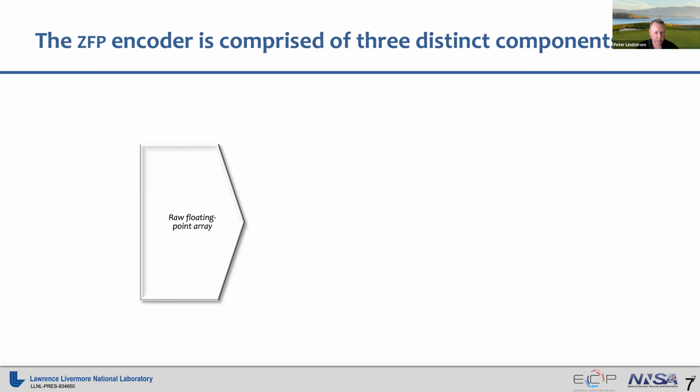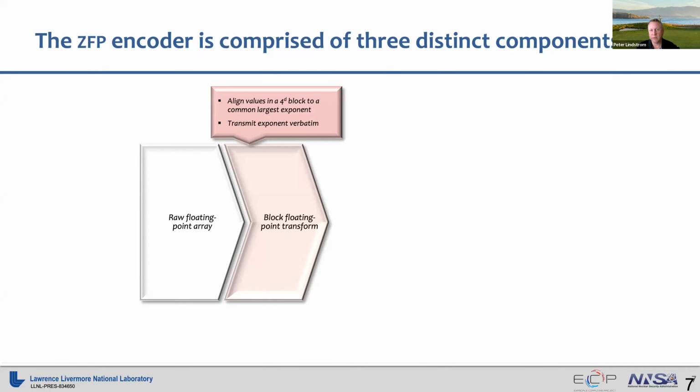How does ZFP work? This is a very high-level description of the compression algorithm. We're starting with a raw floating point array that's been partitioned into these blocks. We perform what's called a block floating point transform, where we align all the floating point values in a block to a single common exponent, the largest exponent within the block. And then the numbers can be expressed in terms of integers that are scaled by this common exponent.